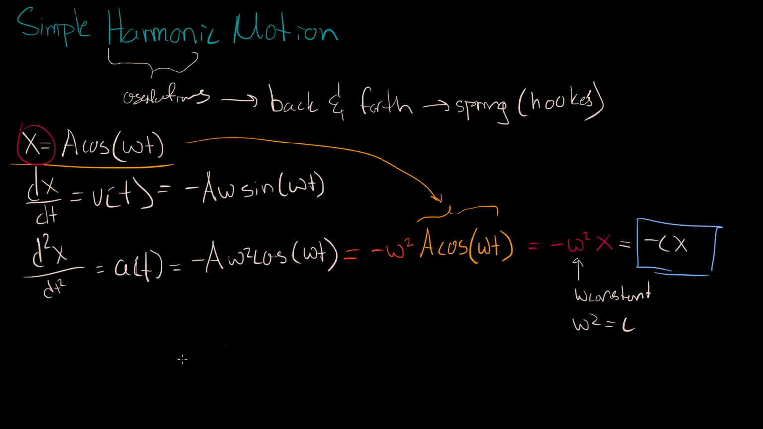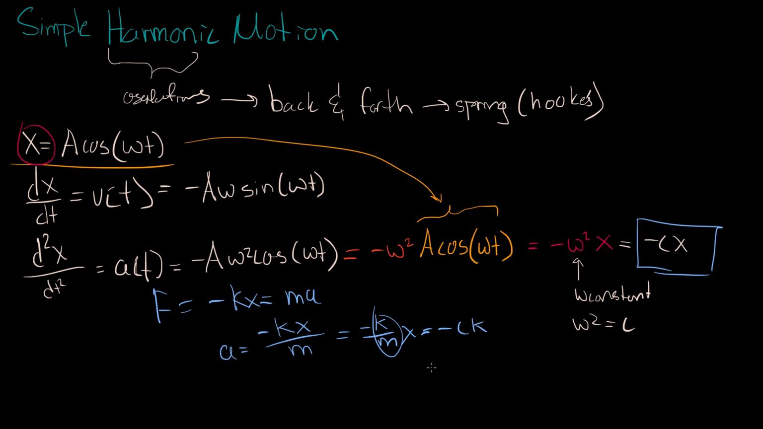And so now let's connect this to a spring. If we have a spring, the force at any given point that you pull it back is negative kx, and this equals ma. And then if you want to find the acceleration of a spring at any given point that you've pulled it back, it's negative kx over m. And this can be written as negative k over m, times x. Remember that k is the spring constant, m is the mass, which is also a constant. So really, this entire thing, k over m, is just a number. So we can replace that with c.